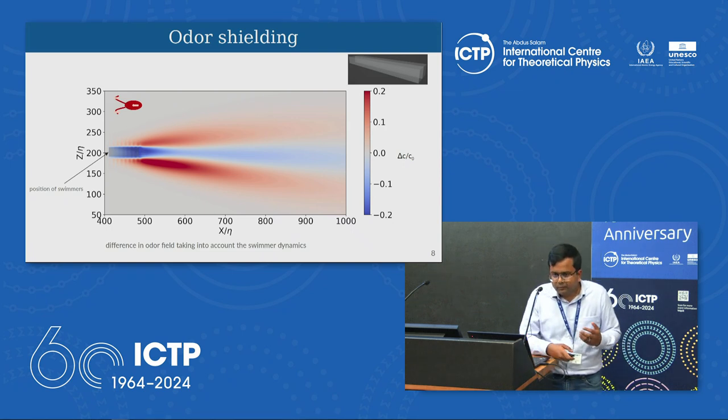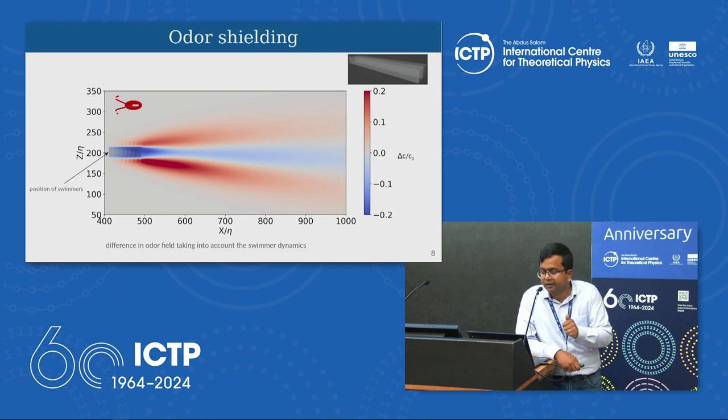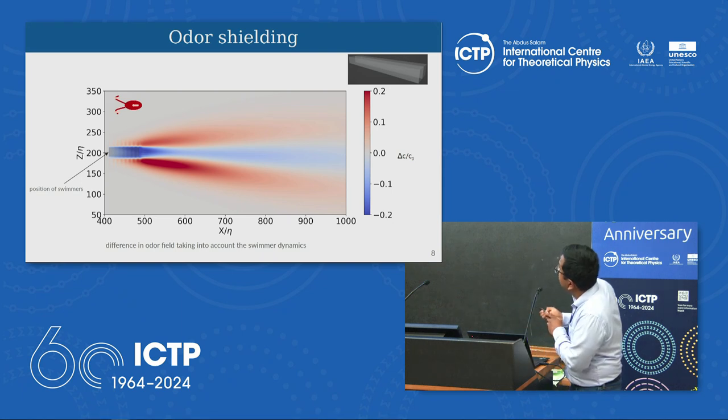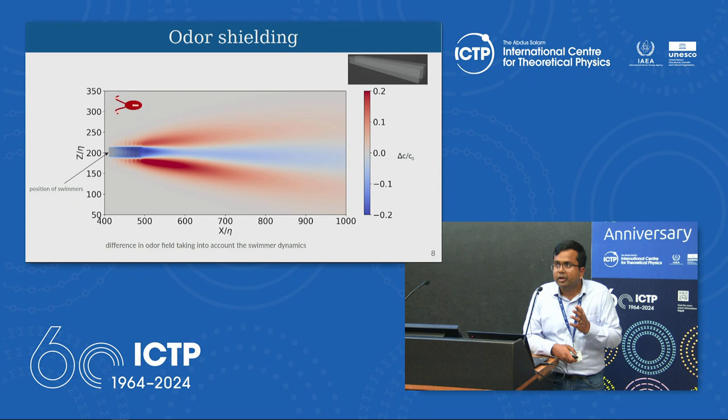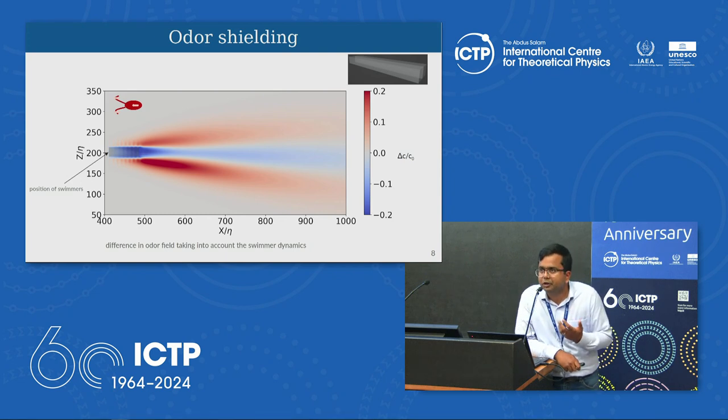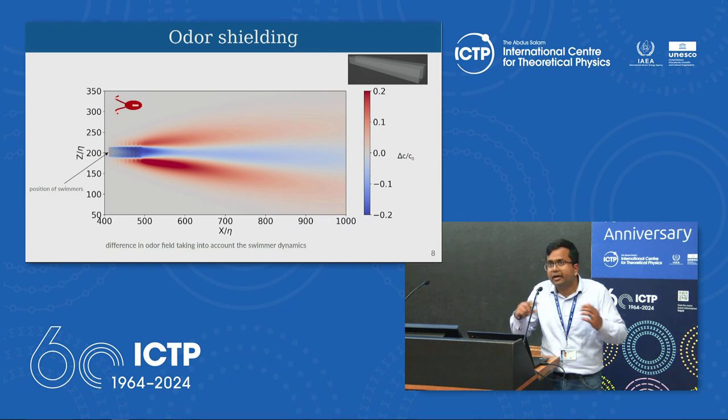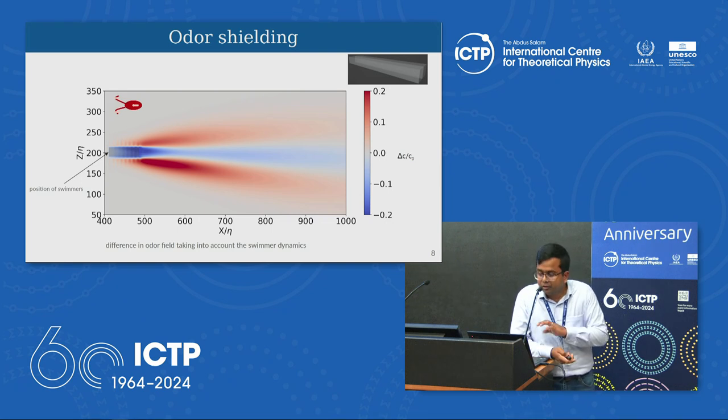So one, it has some effect. If you look at the scale, the effect is up to 20%. And second, looking at this picture, the first impression would be that the effect of swimmers would be to redirect the odor field so that it gets redirected along the above and below the plane of the swimmers, which is partially true, but not the entire story, as you will see soon.